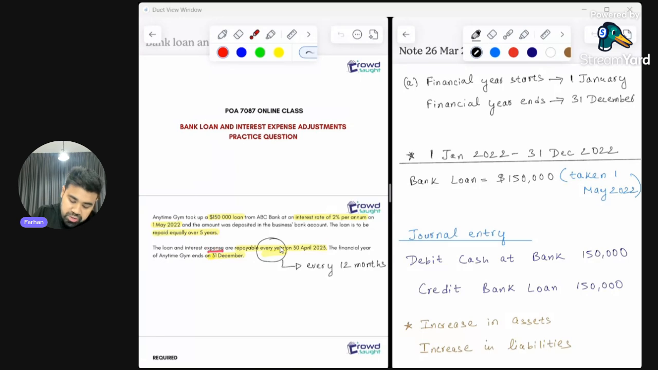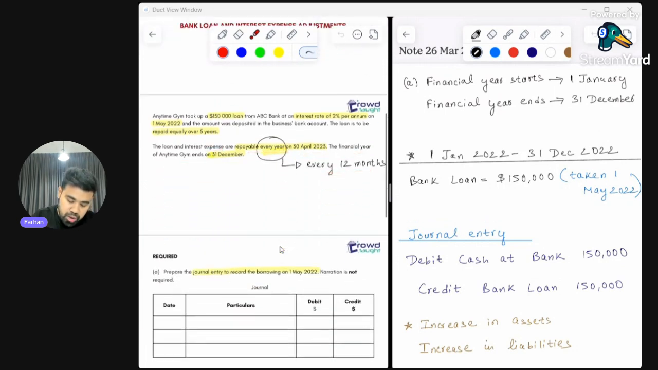The loan and interest expense are repayable every year on 30 April 2023, which is basically referring to every 12 months, starting from 30 April 2023. The financial year of Anytime Jim ends on 31 December. All right, so the business has a financial year which ends on 31 December.